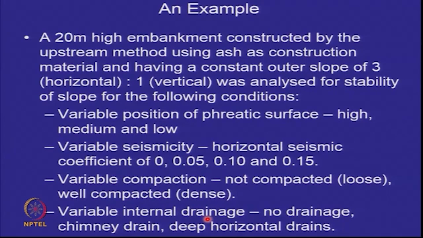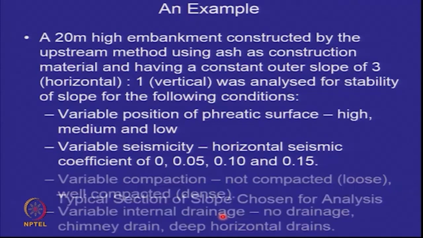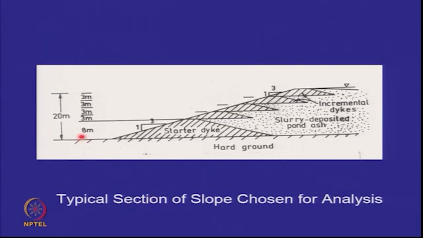So I'm going to take an example and show you how various parameters affect the stability of embankments constructed by the upstream method. A 20-meter high embankment has been constructed. The outer slope has been kept 3 horizontal to 1 vertical, and we have varied the phreatic line, we have varied the horizontal seismic coefficient, and we have varied the compaction as well as the internal drainage. So that's the problem that has been analyzed.